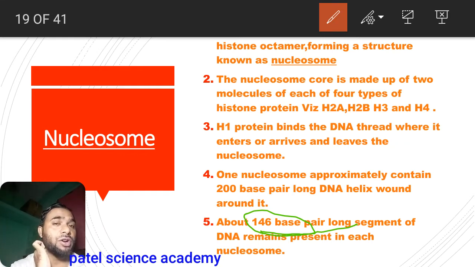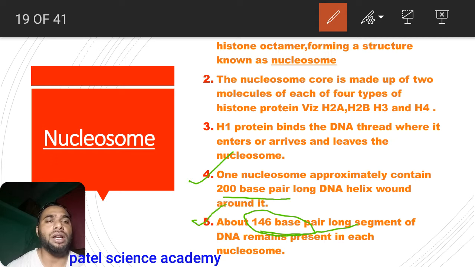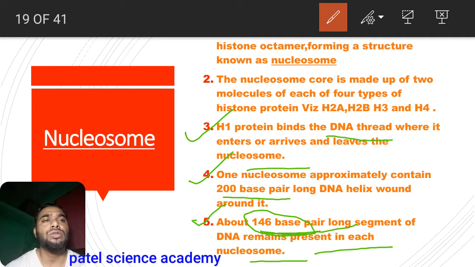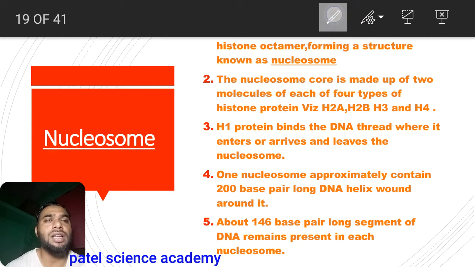So here you can see two important points. Point number 4 is the most important point. In one nucleosome about 200 base pairs are there, and about a 146 base pair long segment of DNA remains present in each nucleosome. What is H1? H1 protein binds the DNA thread which enters and leaves the nucleosome. So this is about this slide, dear students.